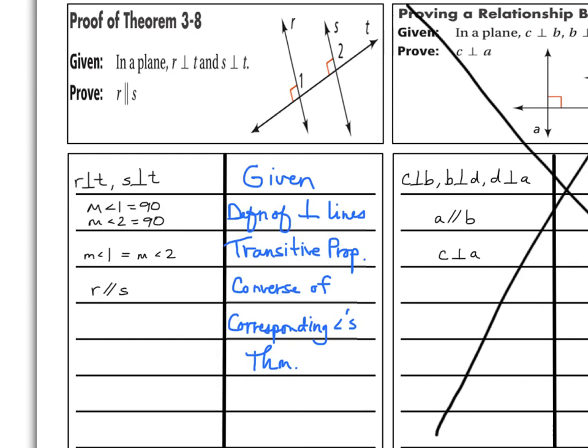Alright, so this is an example of a proof, and we're going to go through some more examples in class of proofs that are similar to this and that have to do with chapter 3. Okay, this concludes section 3.4 part 2. Don't forget to complete your WSQ.